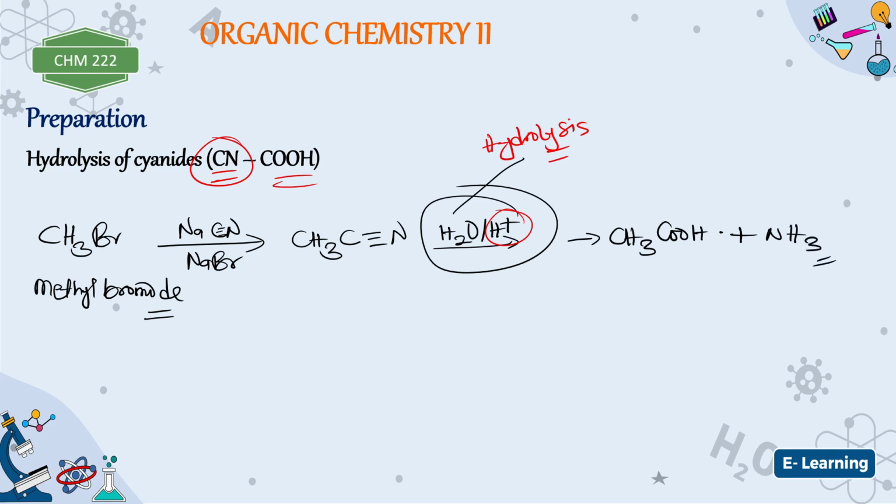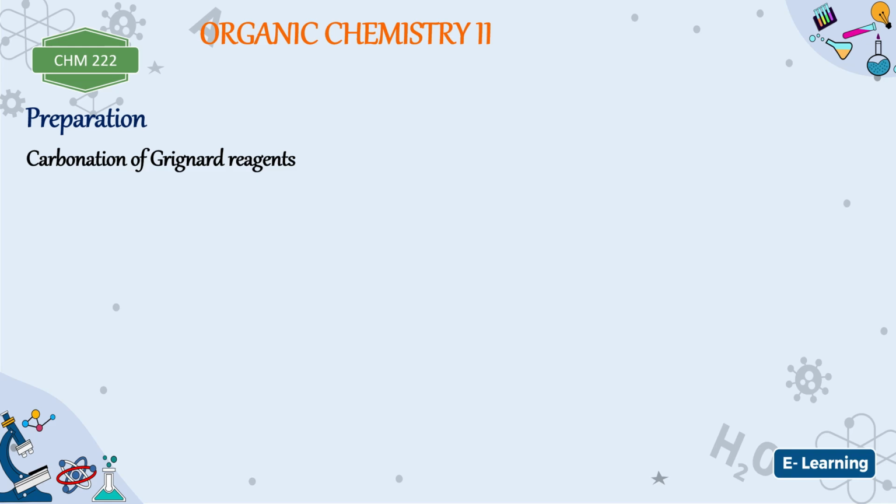All right, it's going to form ammonia at the end of the day. Ammonia from here, from the cyanide. Is that okay? That is that. So that is one of the methods for preparing carboxylic acid. Now let's see another method, from carbonation of Grignard reagent.